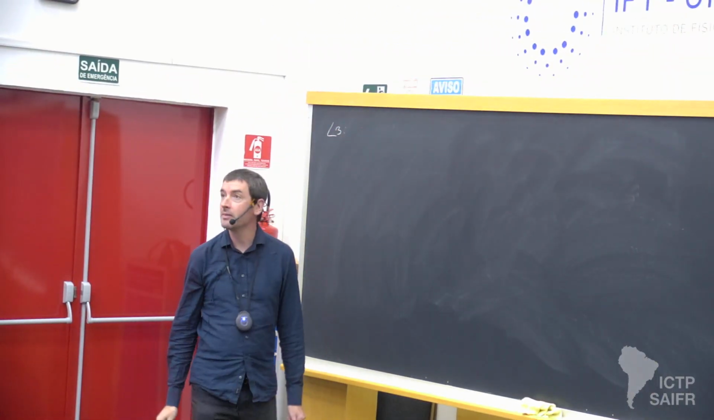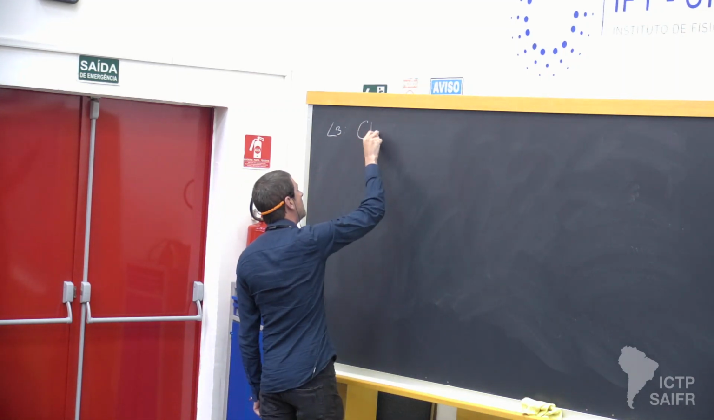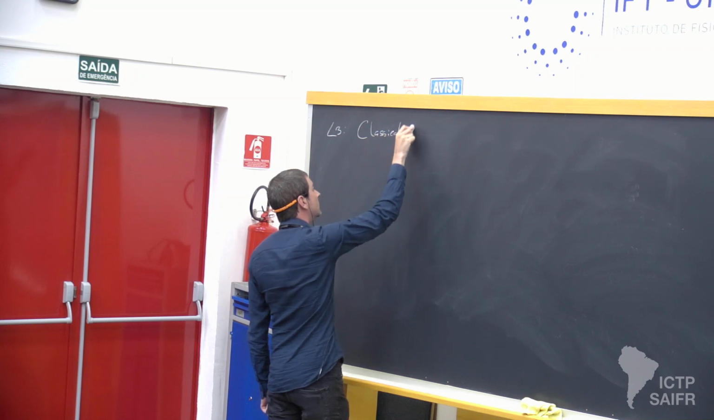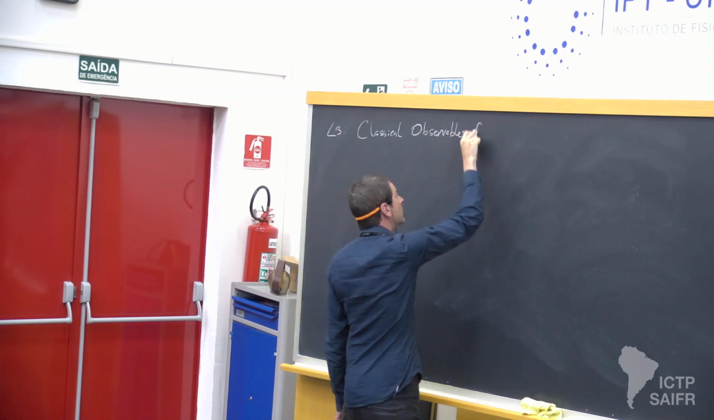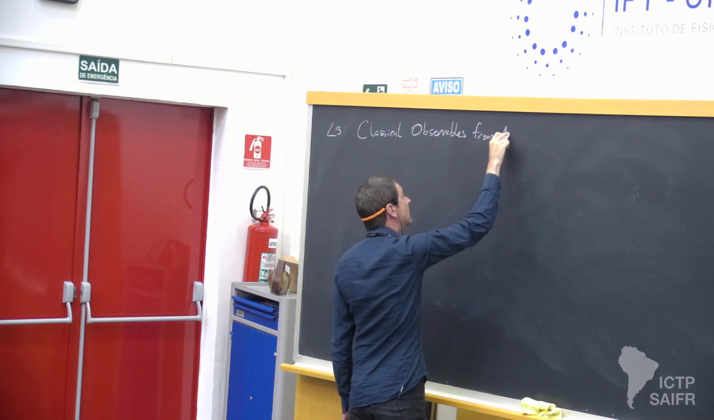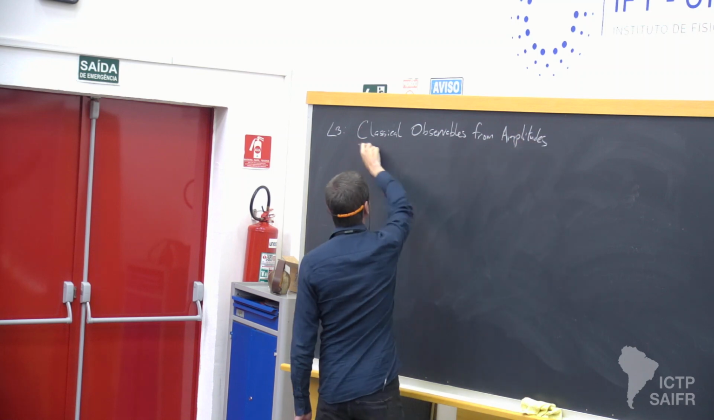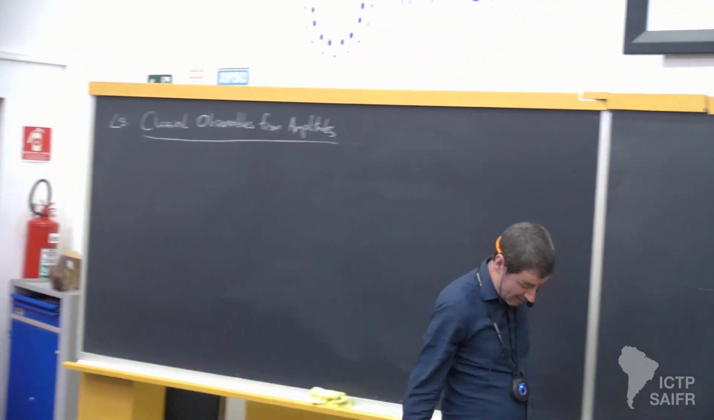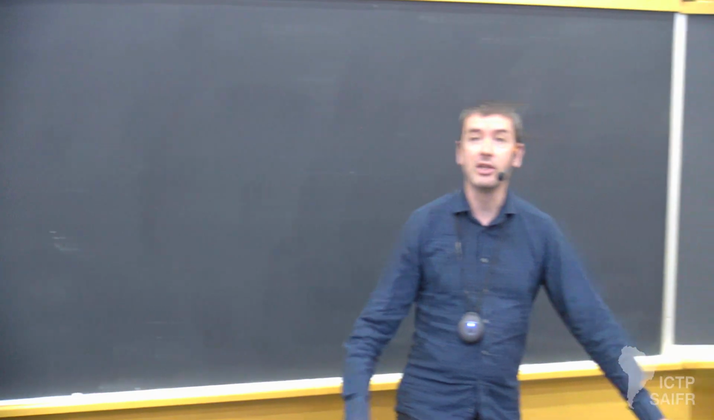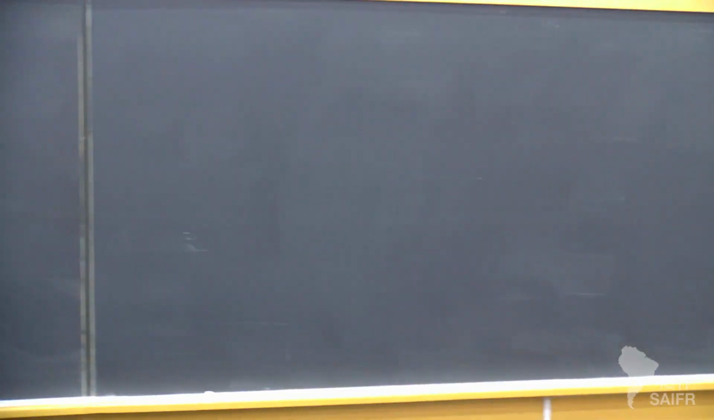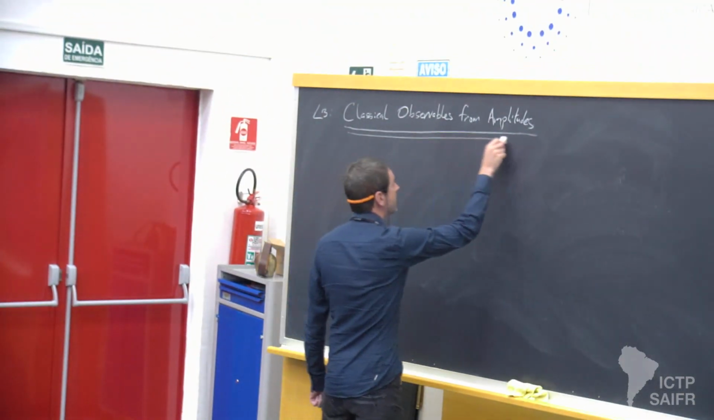It's actually quite similar to some of the stuff Radu was talking about. Classical observables from amplitudes. So there's a couple of reasons to think about this. Of course, one of the reasons is that a classical observable you might be interested in is the gravitational waveform. And that's something I'll talk about, not today, but in my next lecture.